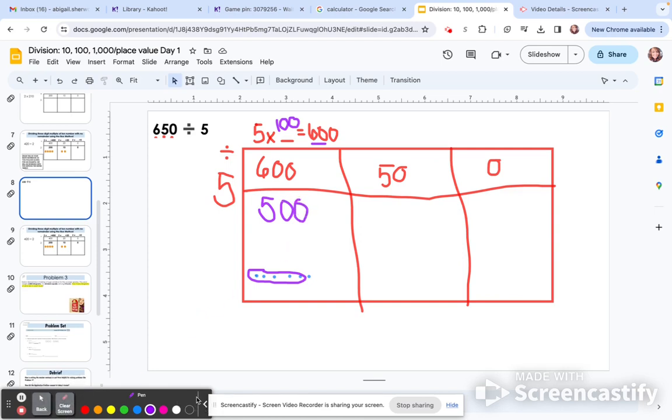But we're not going to put that in there. Sorry, we're going to erase that because that's not right. We're actually going to keep it as 100.